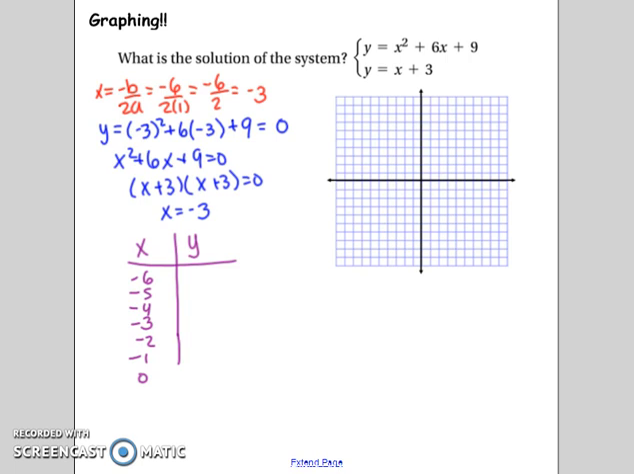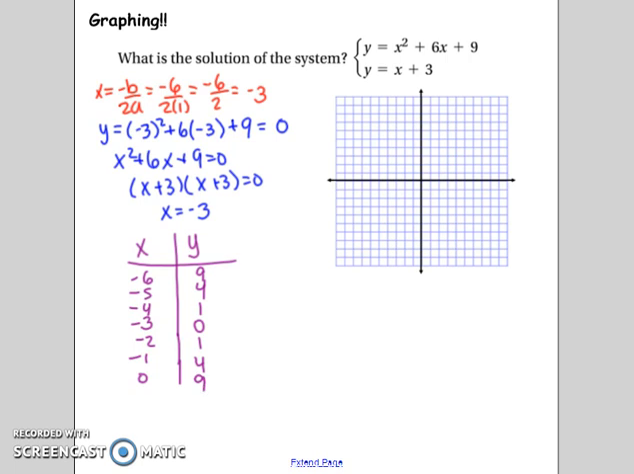just to have a look at what this is going to look like, because I need to have some points that are to the left of my vertex and some points to the right of my vertex. The corresponding y's, so when I plug in negative 6, I get 9. With negative 5, I get 4. With negative 4, I get 1. With negative 3, I get 0. Negative 2, I get 1. Negative 1, I get 4. And 0, I get 9.